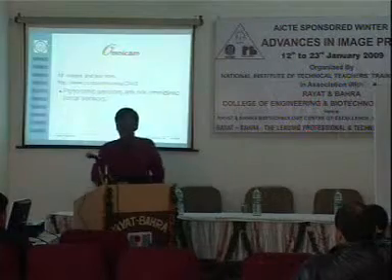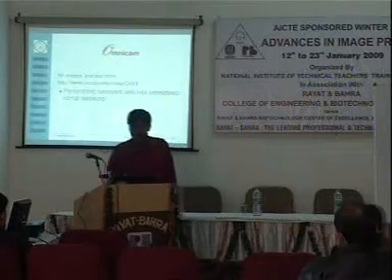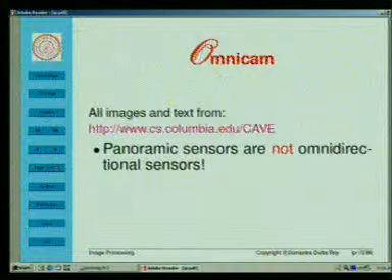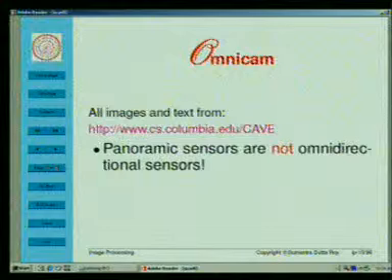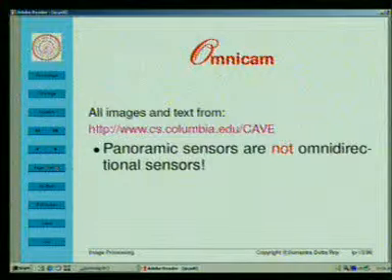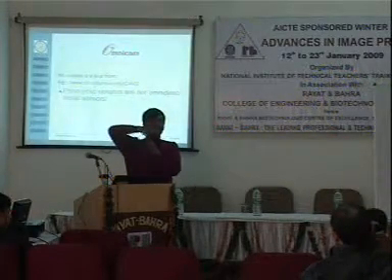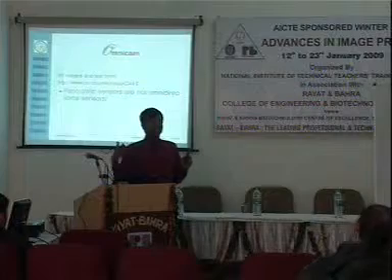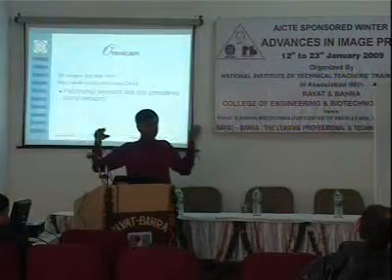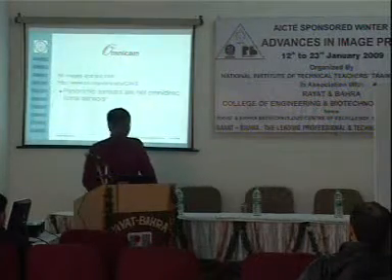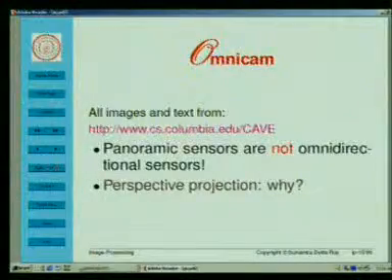Now I'll talk about omnidirectional sensors. This is basically the 360-degree field of view camera that I was talking about. The first thing that is interesting is the fact that panoramic sensors are not omnidirectional sensors. You can take a panorama, put a camera on a tripod, rotate it about its optical center, stitch the images together, and get a wider field of view. But still that's not an omnidirectional sensor. Why? We'll talk about this.